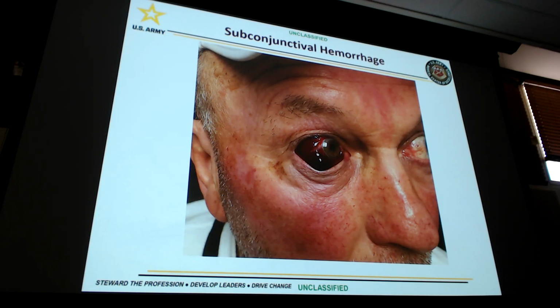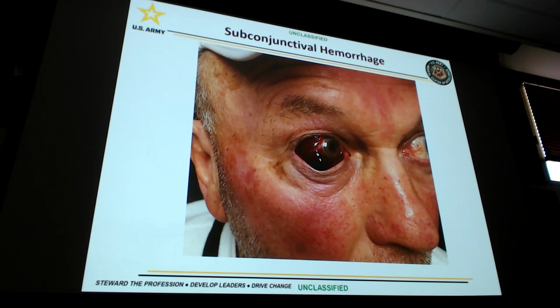And really, we just did a full exam on him, got him dilated, made sure there's nothing else wrong with the eye, and then diagnosed him with a subcon sheen, and I never saw the man again. He was a rancher in Arizona, and I'm sure he didn't want to come to the doc. His wife probably made him come in, but there wasn't anything to do about it, so we just let him go on his way. Just a bruise. That's a big bruise, though.